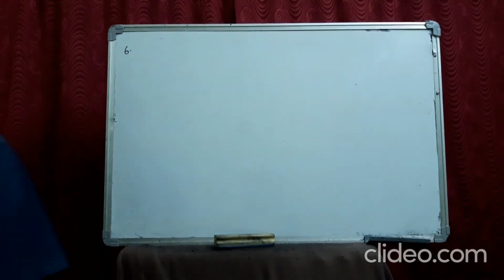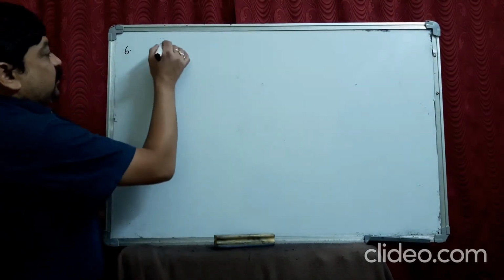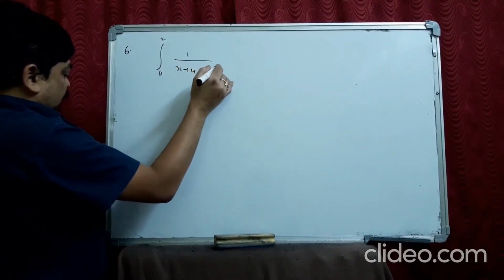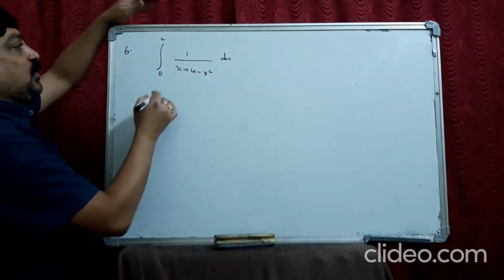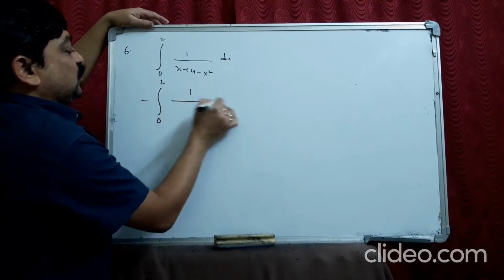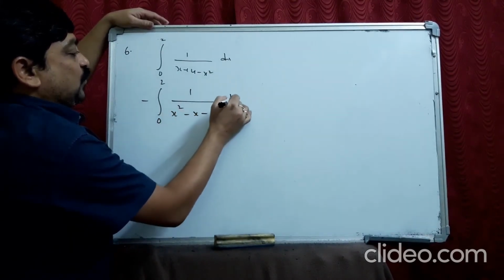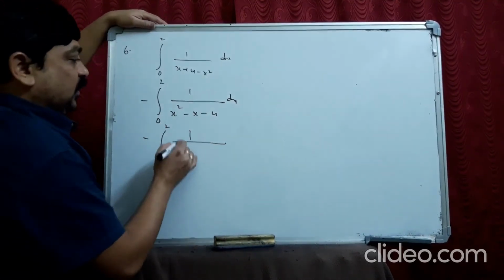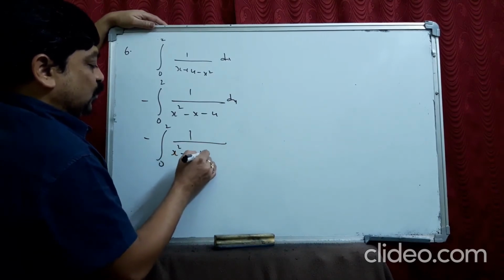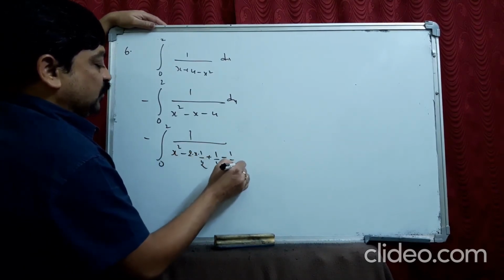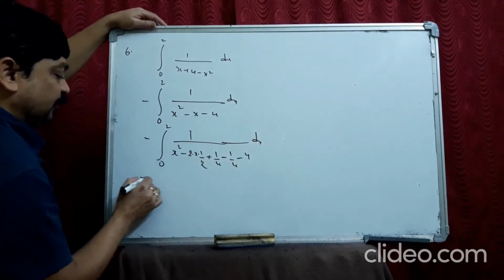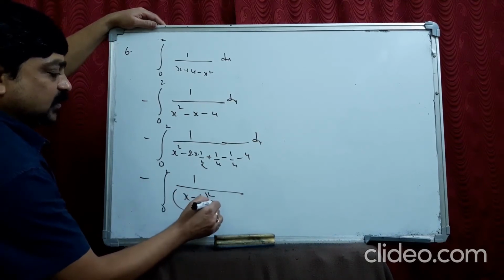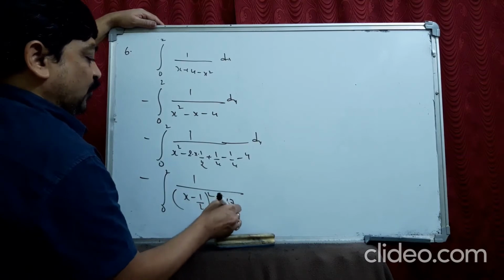Now look at the sixth question. Integration 0 to 2, 1 by x plus 4 minus x square dx. So we have to make a perfect square. 0 to 2, take minus outside, it becomes x square minus x minus 4. I'll make a perfect square in the denominator. No need to substitute anything here. Actually, x square minus 2 into x into 1 by 2 plus 1 by 4 minus 1 by 4 minus 4 dx. So it becomes 0 to 2. The first 3 become x square minus, it becomes 17 by 4 dx.